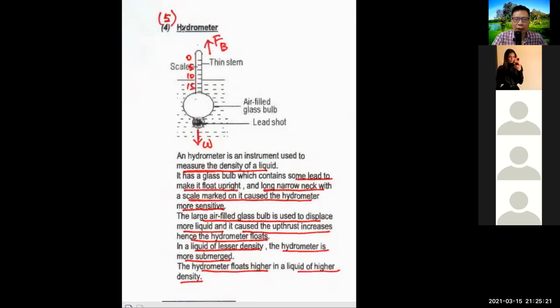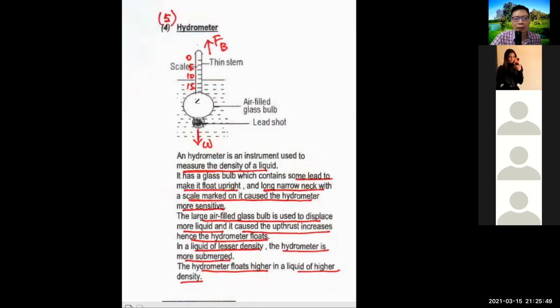A hydrometer is an instrument used to measure the density of liquid. Simple things you see here: this is a long tube, and this is the bulb. You have a little bit of lead shot to make the bottom heavy. You need to make the bottom heavier so that when it floats, it will stand upright.